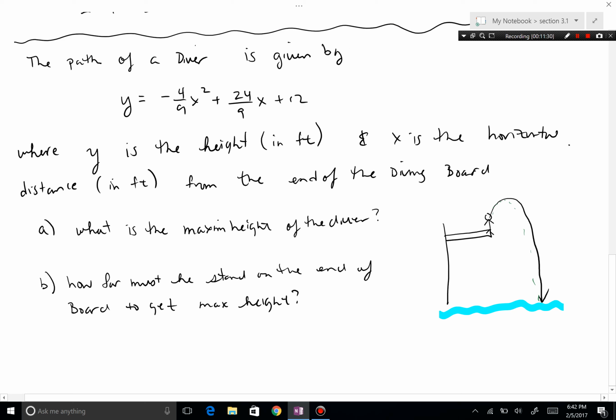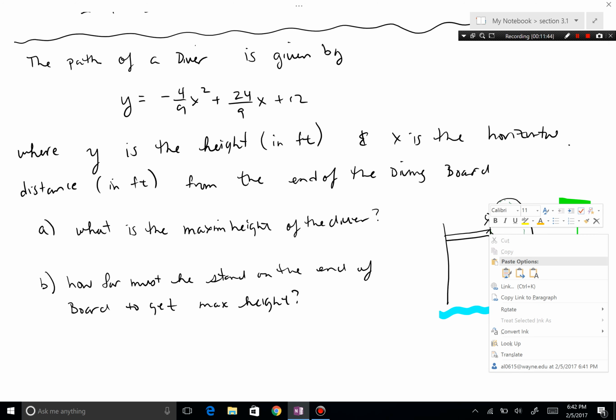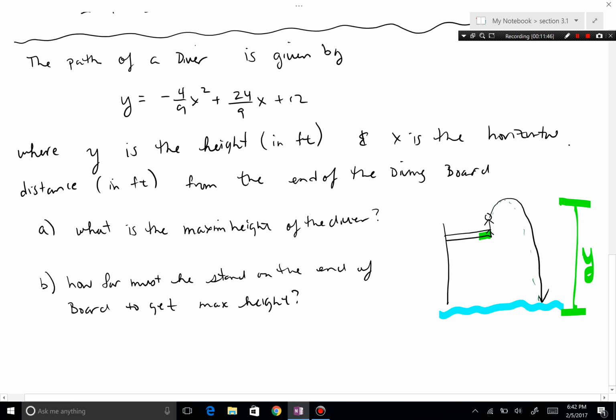It's just understanding it. So they say a diver is given by the path. y is the height. So this is y, in feet. x is the horizontal distance in feet from the end of the diving board. So if he's at the end of the diving board, right, does he move? Where does he stand? So it's the horizontal distance from the end of the diving board. So if he's standing right here, they're talking about his distance when he takes off. So it's this distance.